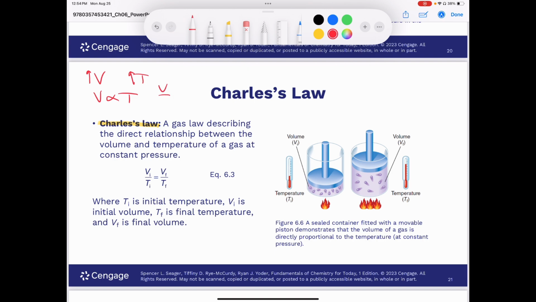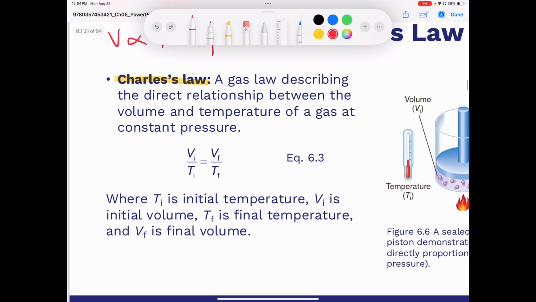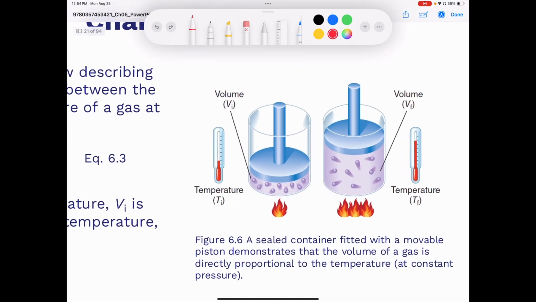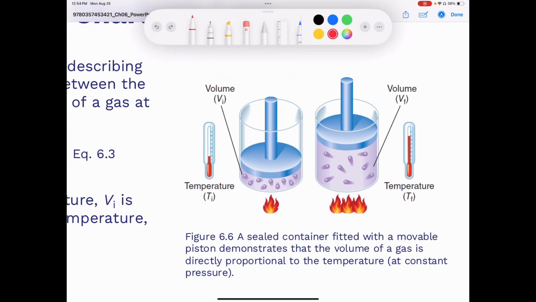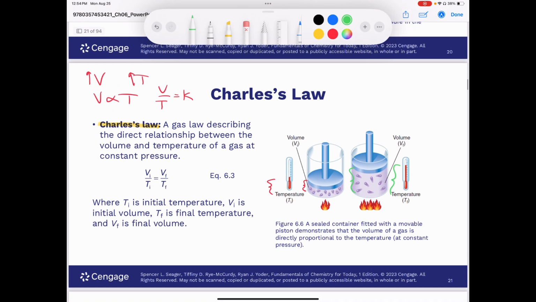Or we could say volume divided by temperature gives you a constant K. So we can rewrite that formula like this: initial volume over initial temperature is equal to final volume over final temperature. That's Charles' law. This is exactly the example I was talking to you about. You have a gas here that has a certain volume and a certain initial temperature. What happens after you jack up the temperature? It's going to take up more space, right? The volume is going to increase, and that is Charles' law.